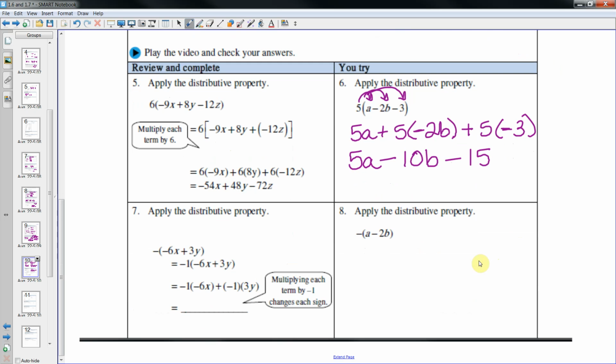Here's one with a negative 1 in front of it again. So negative 1 times a is negative a. Negative 1 times a negative 2b is a plus 2b. So you can see I did that one in my head. I didn't write it all out for you.